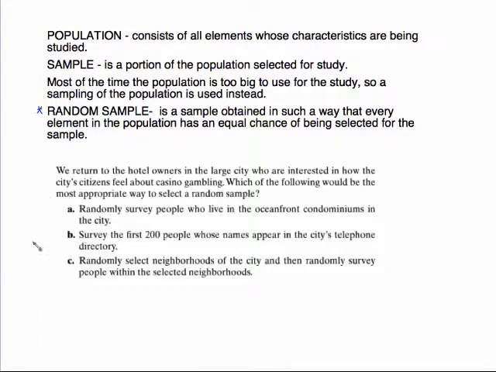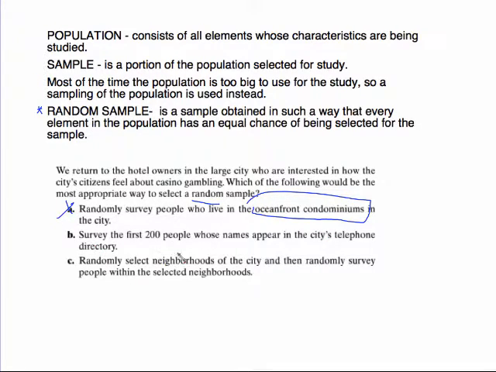So let's take a look at these and see which is a random sample. We have hotel owners in a large city who are interested in how the city's citizens feel about casino gambling. Which of the following would be the most appropriate way to select a random sample? A says, randomly survey people who live in the oceanfront condominiums in the city. Is that random or not? Well, if they're just the people in the oceanfront condominiums, you are not getting a sampling of the whole city. So this is not a random sample.